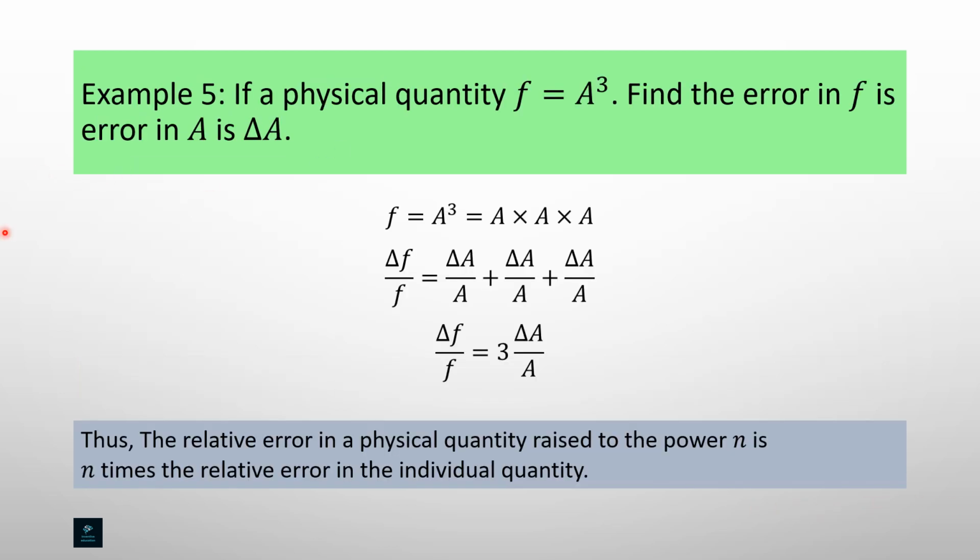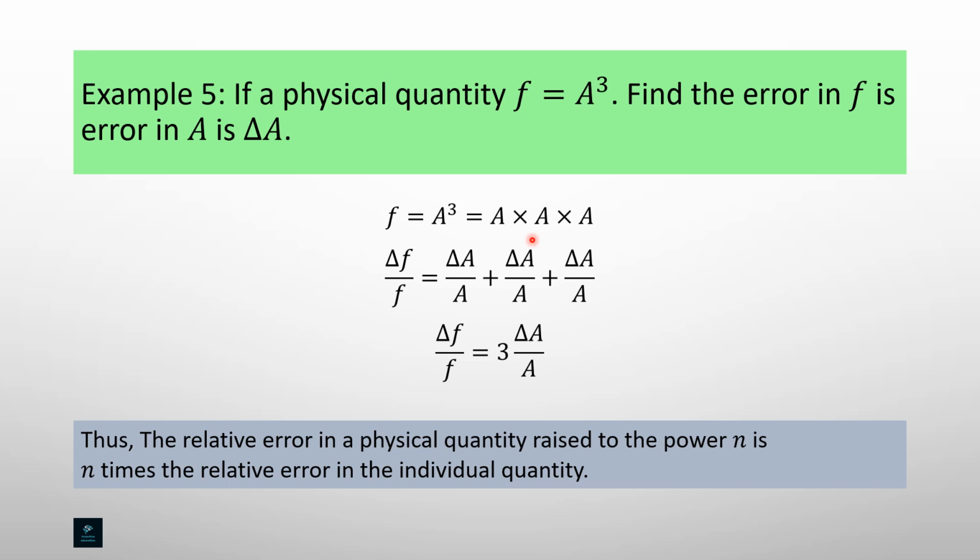In this problem, we are given a physical quantity having relation f is equal to a cube. We are required to find the relative error in f if relative error in a is delta a. We can write f is equal to a cube as a times a times a.